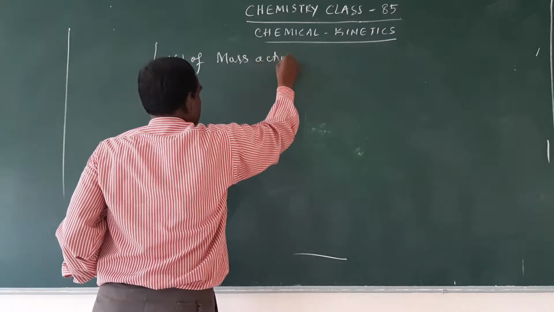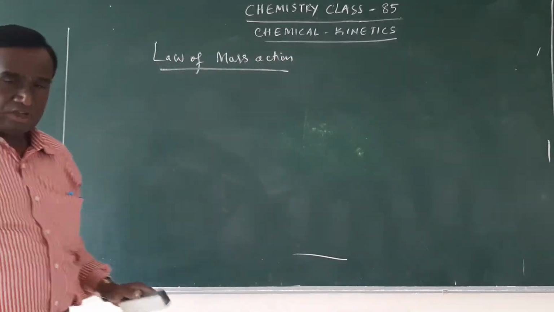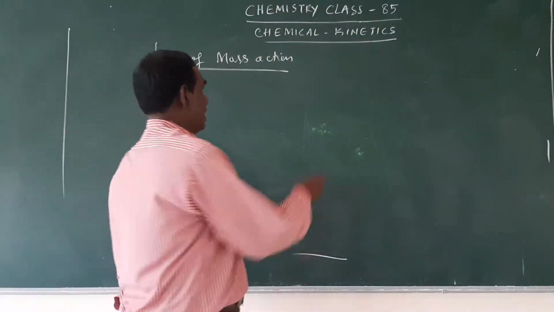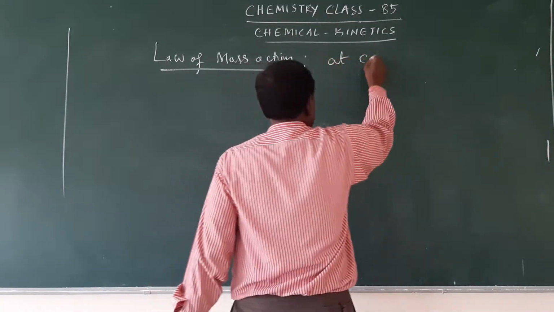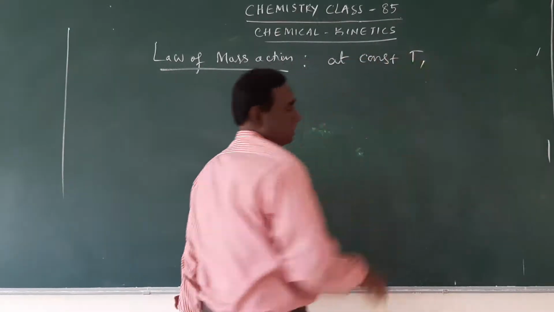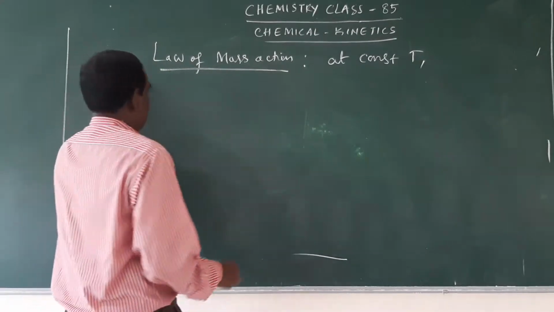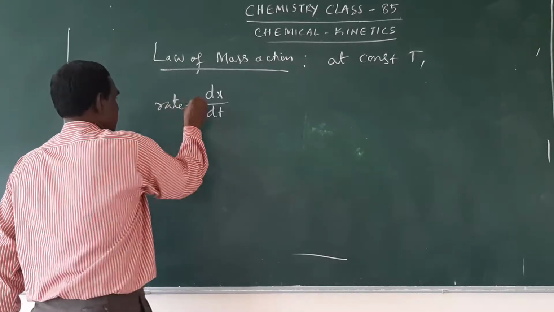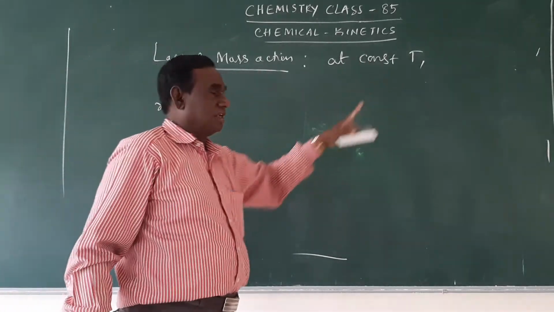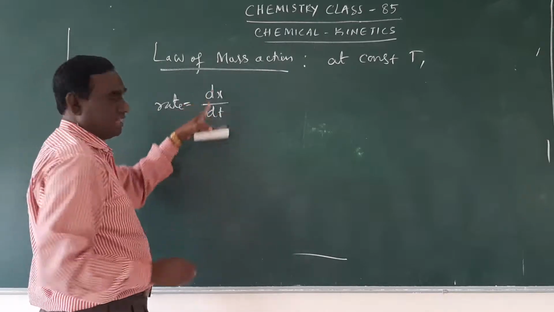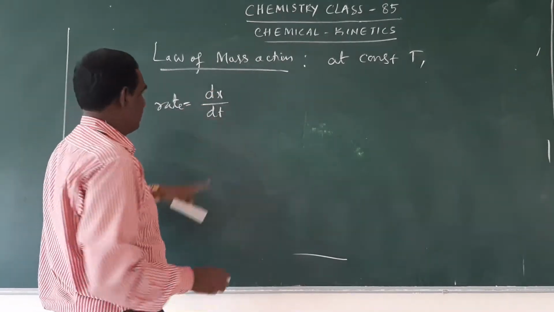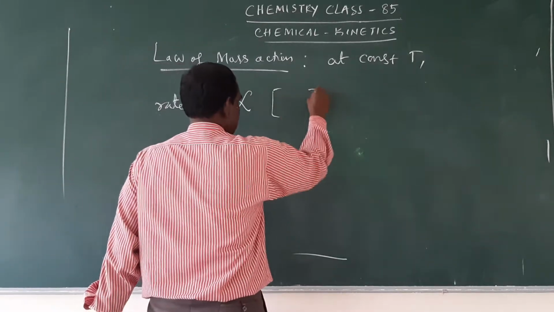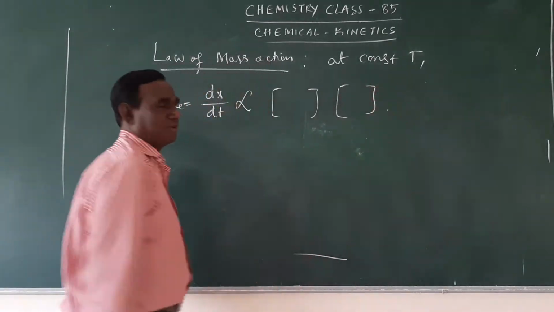What is the law of mass action? It is a statement. According to this statement, the law of mass action states that at constant temperature T, the rate of a chemical reaction, dx by dt, is directly proportional to the active masses of the reactants.